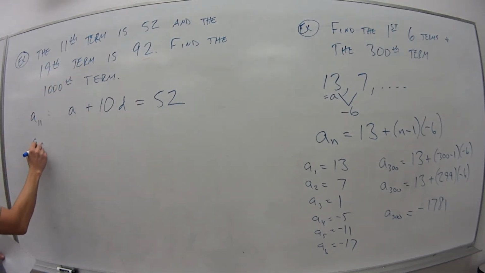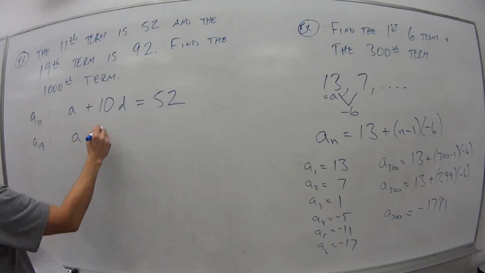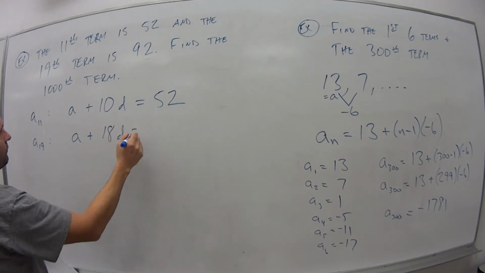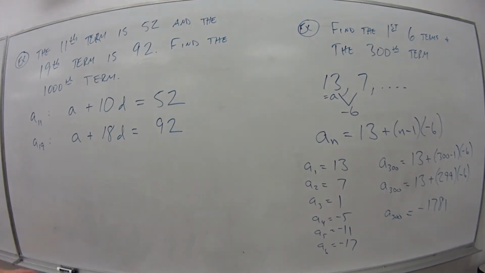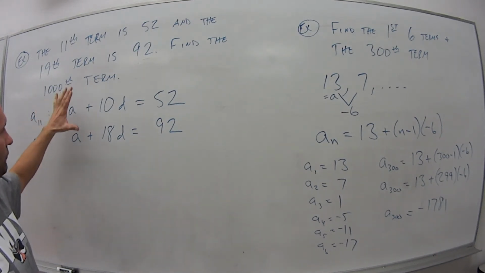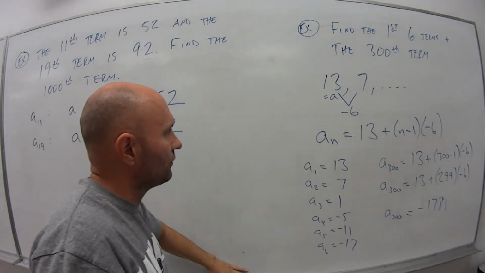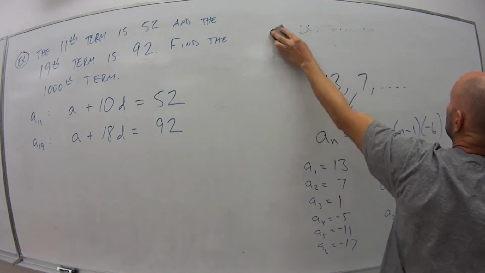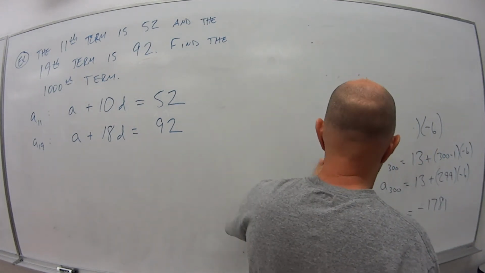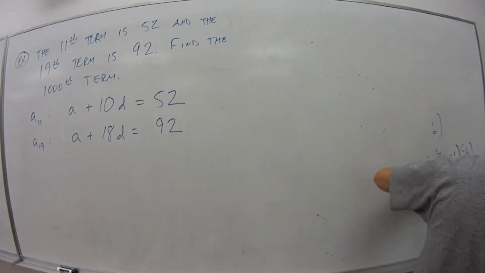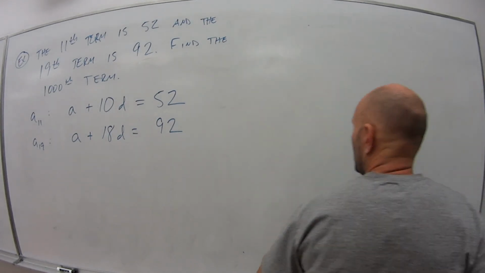Similarly, I have that a of 19, it tells me. Again, I don't know a, but 19 minus 1 is 18, times the difference is now equal to 92. So now what do I have here? I have two equations with two unknowns, so I can solve by either substitution or elimination. In this case, it's easiest to solve by elimination because I can just multiply one of the rows by -1, and that's going to eliminate my a value.